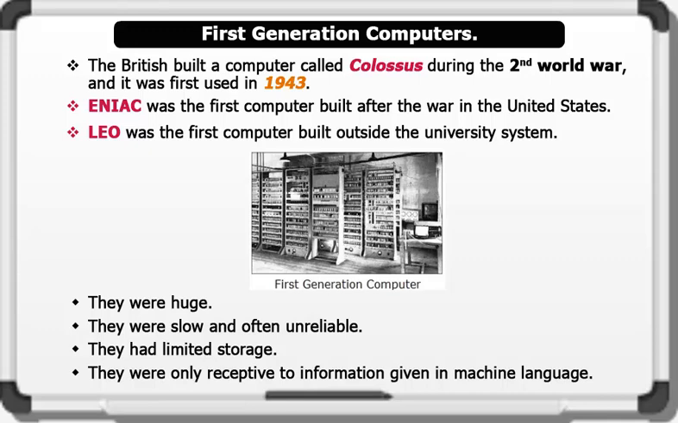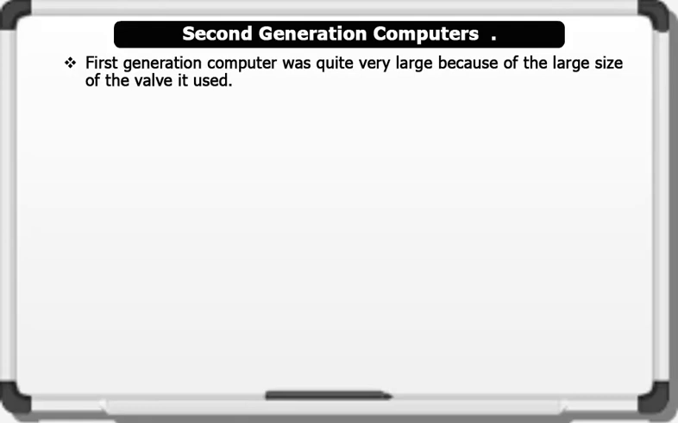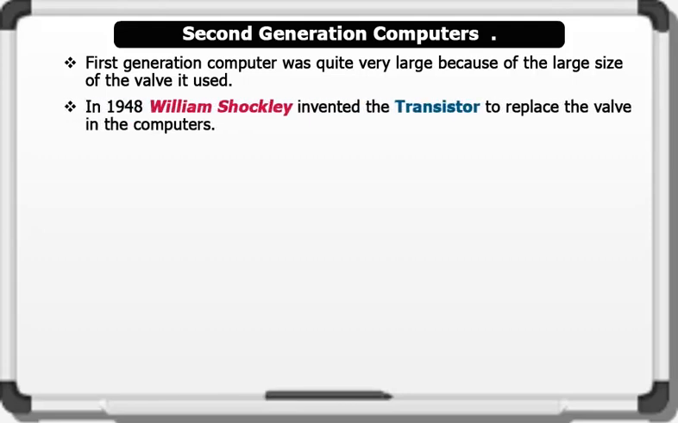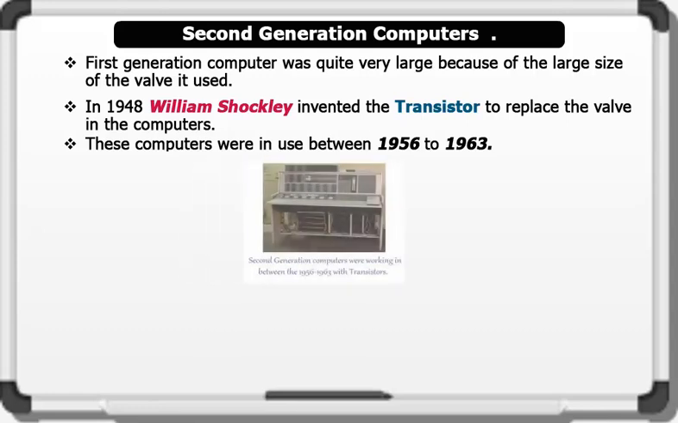That's good. Now, let's see the second-generation computers. The first-generation computer was quite large because of the large size of the valve it used. In 1948, William Shockley invented the transistor to replace the valve in the computers. These computers were in use between 1956 to 1963. Below is a second-generation computer.